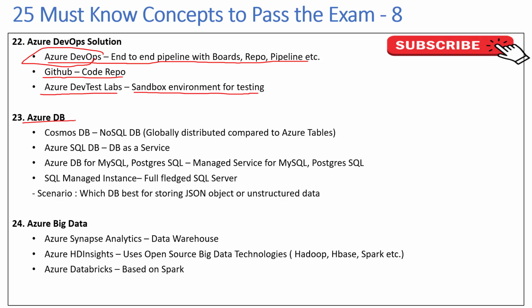Then you have the Azure databases. You have about 4. You have Cosmos DB. We already discussed Azure Table. It's very similar, a NoSQL database, but it's globally distributed compared to Azure Tables. Now Azure SQL DB is database as a service. Basically, it's a managed service from Azure. Then you have Azure Database for MySQL and Postgres. Again, it's a managed service. Everything on the underlying OS, patching, and monitoring is managed by Azure.